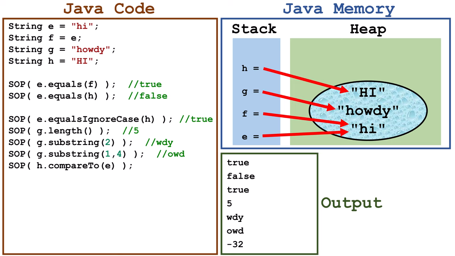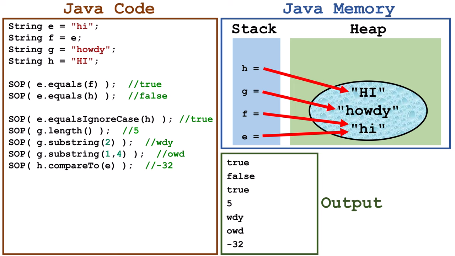Let's look at the compareTo method. The compareTo method in the string class compares the two strings lexicographically and returns an int of their difference. If the two strings have the same value, it will return 0. In this case, it returns negative 32. If we switch the order of H and E, it would return positive 32.